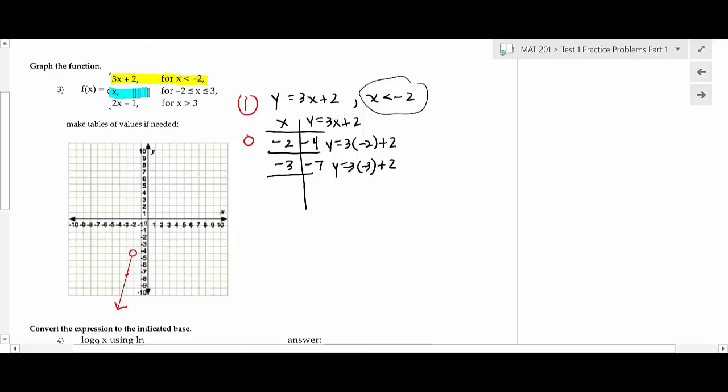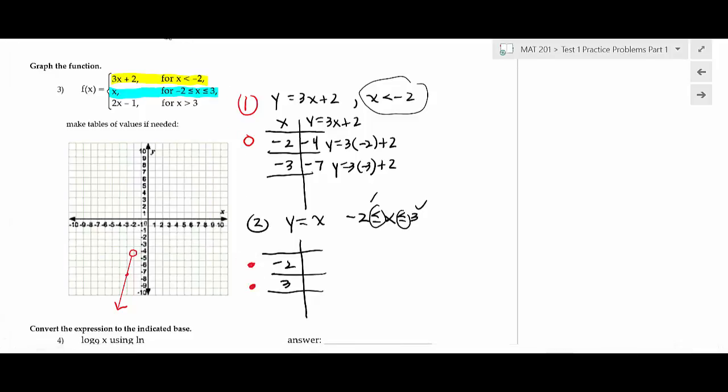Okay, now we'll go to the second piece, which is a linear function again. So the second piece, we're going to have y equals x. This time the interval is negative 2 less than or equal to x less than or equal to 3. Okay, it's a line. We only need a couple of points. I'm just going to take the endpoints. So I'm going to use negative 2, and I'm going to use 3. Now, both of those are included because of the less than or equal to. So that means these points are going to be solid dots. So if you plug in, x is negative 2, you're going to get y is also negative 2. X is 3, y is also going to be 3.